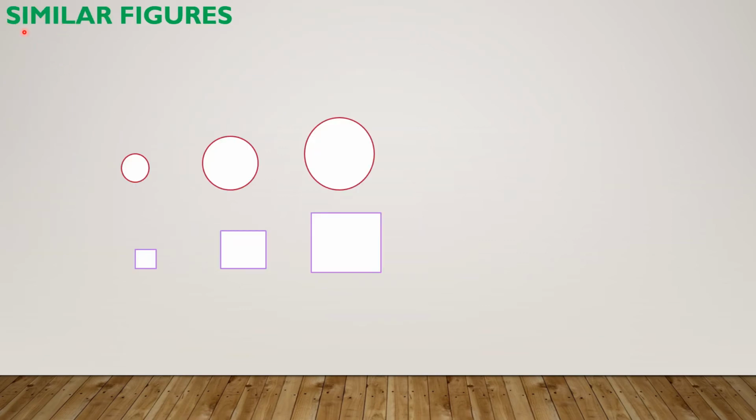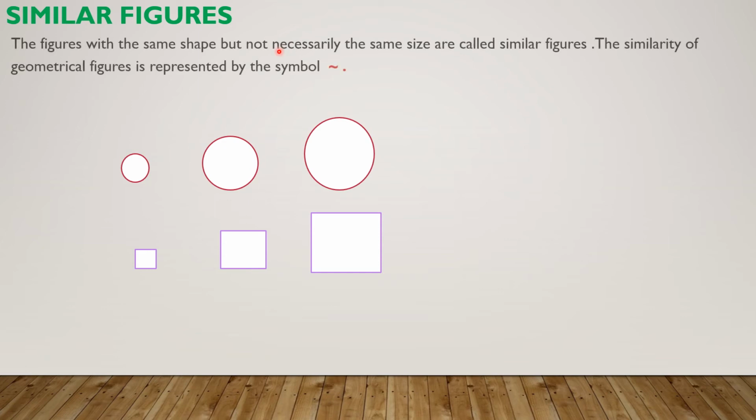Now let's talk about, students, similar figures. The figures with the same shape but not necessarily the same size are called similar figures. Similar figures are those figures whose shape is the same but size is not necessarily the same. Their size may be different. The similarity of geometrical figures is represented by the symbol ∼. This is the symbol of similarity.